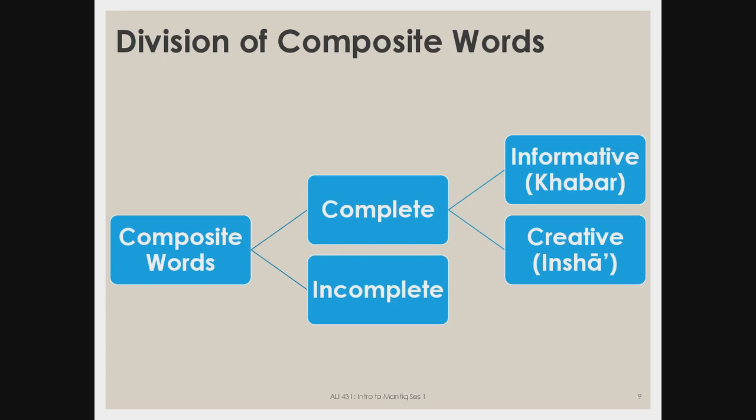Now, these complete statements are of two types. One type is called a khabar, meaning informative. You're giving a piece of information about something. If I say I went to school, that's a khabar. That's a proposition, a statement which gives you some sort of report. Another type of statement is called insha, creative.